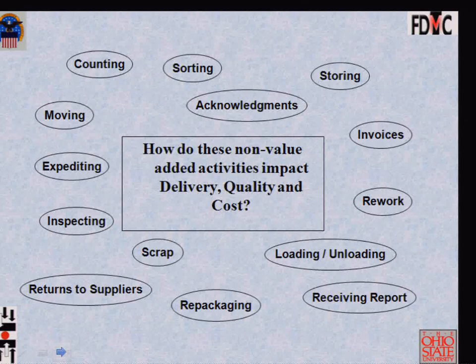Please look at all these action words. How do these non-value added activities impact delivery, quality and cost? Think about it. None of them really contribute to delivery, quality, and cost.